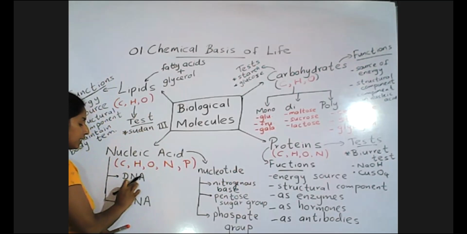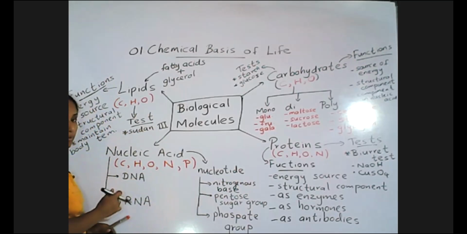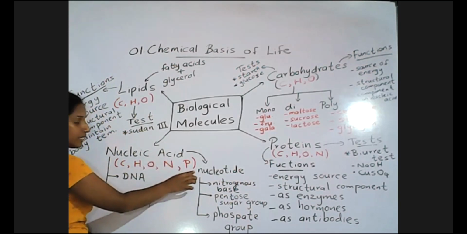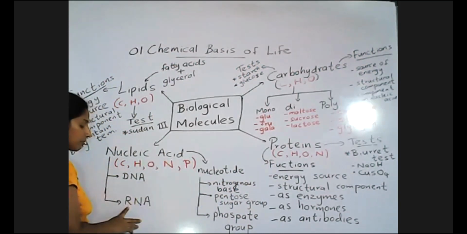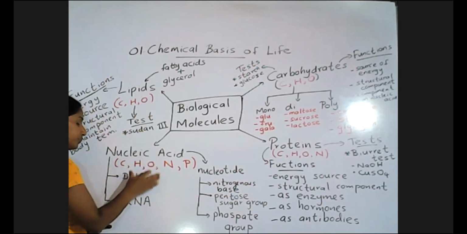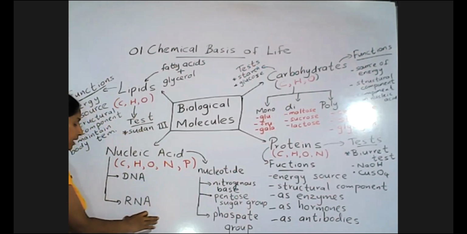So in DNA, the pentose sugar is deoxyribose. Here RNA means ribonucleic acid, that is the nucleic acid, and the nucleotide is ribonucleotide. So those are the main two nucleic acids, DNA and RNA.